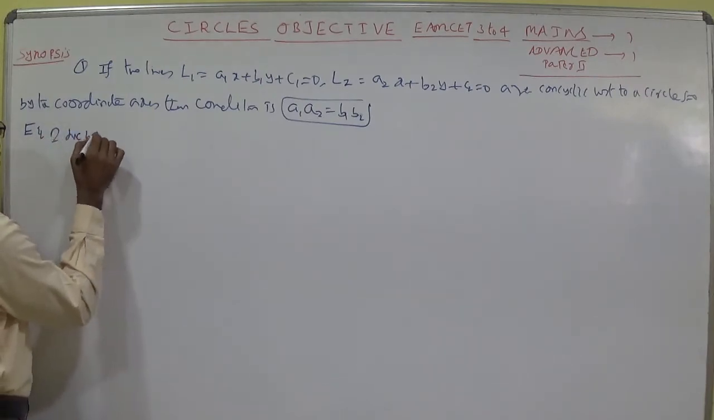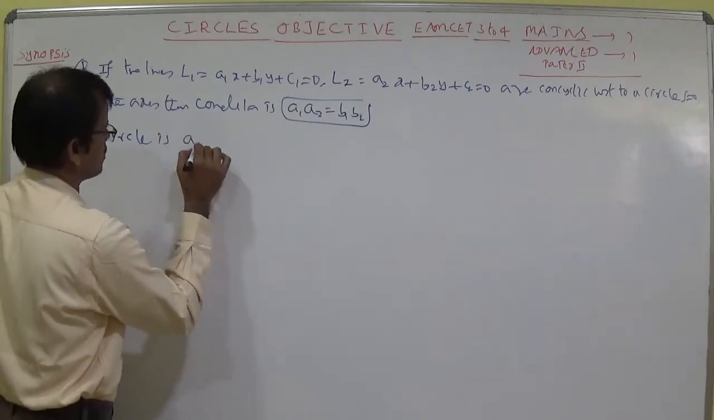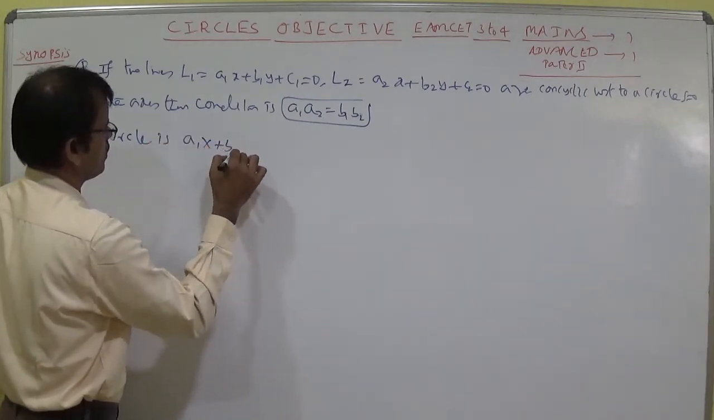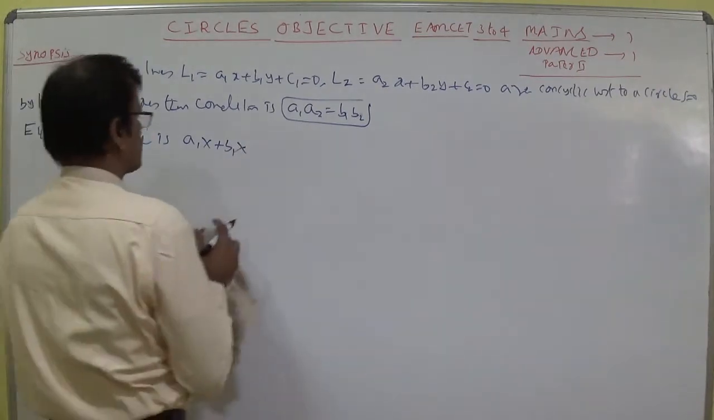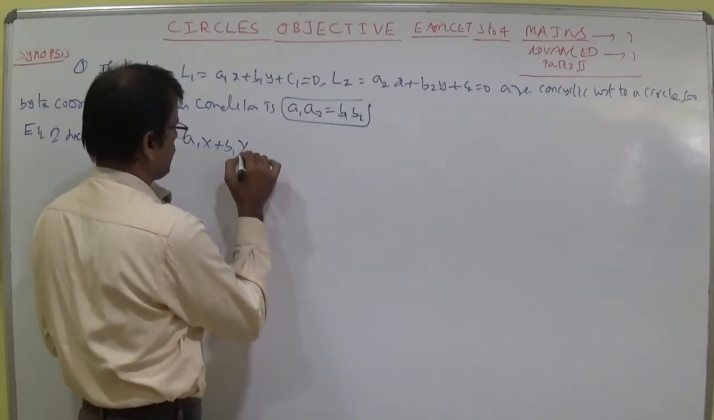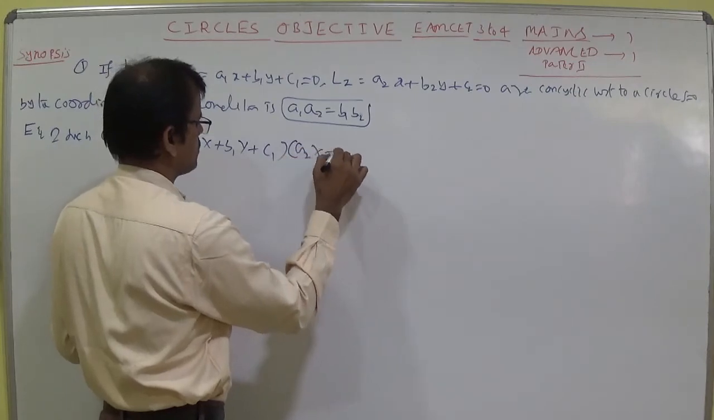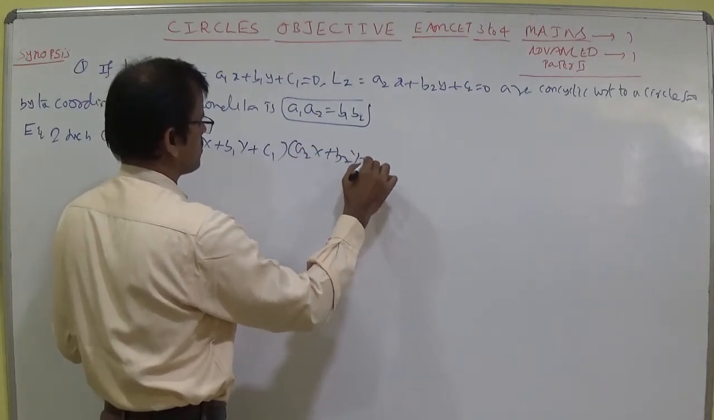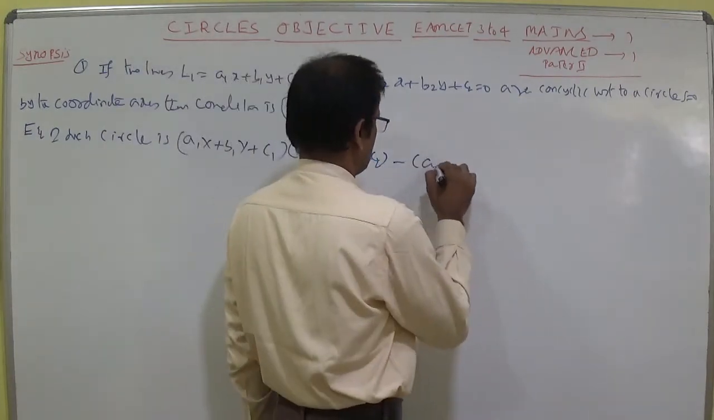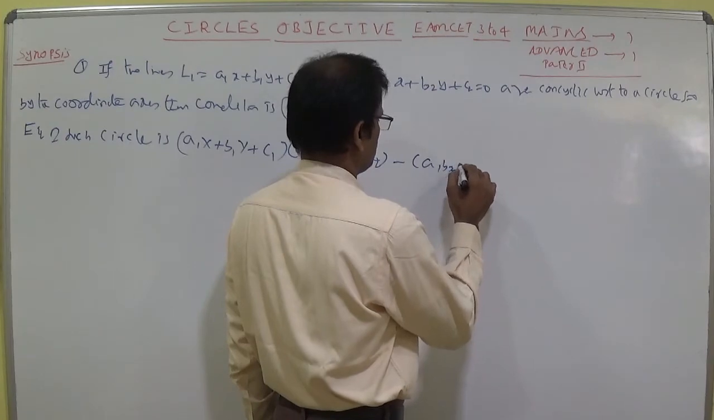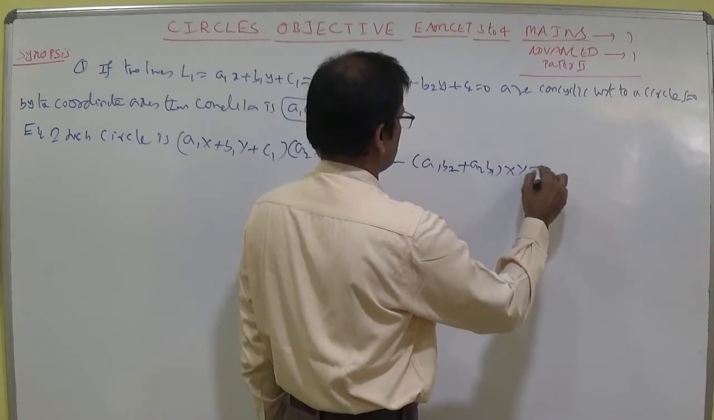The equation of such a circle is L1 into L2. Here L1 into L2 means (A1x plus B1y plus C1) into (A2x plus B2y plus C2) minus (A1 B2 plus A2 B1) into xy equal to 0.